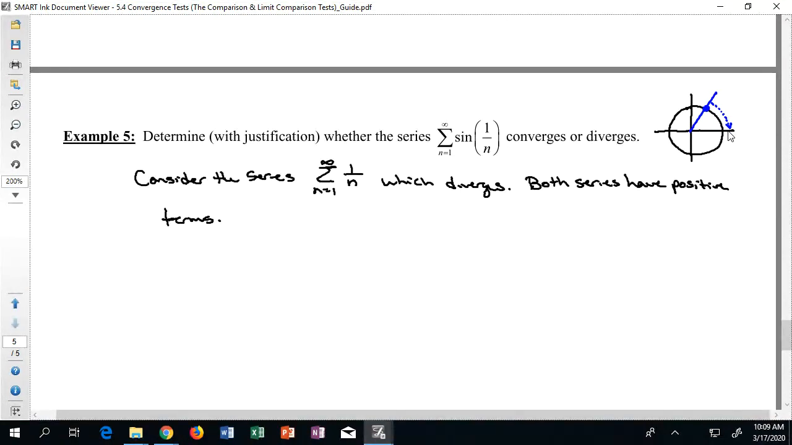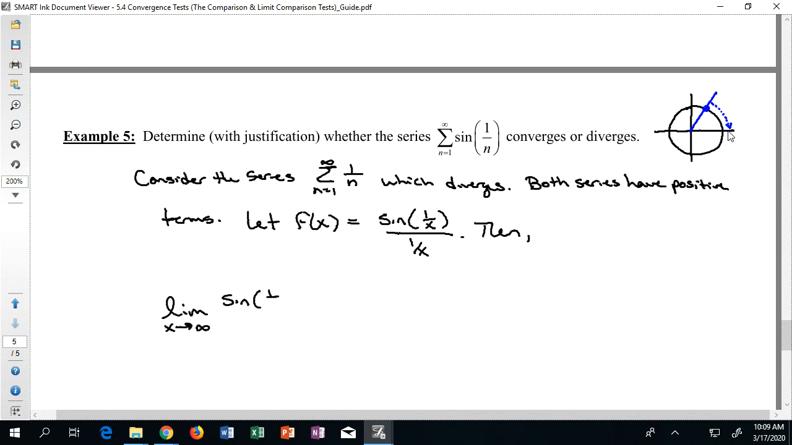But now I could go ahead and actually set up a limit. I'm going to go ahead though and first define a function. So I'm going to say, how about we let f of x be equal to sine of 1 over x, over 1 over x. Then, when I do the limit as x approaches infinity, I can actually make use of L'Hopital's rule, because top and bottom there are both going towards 0.